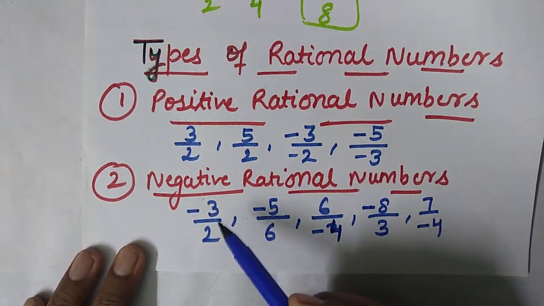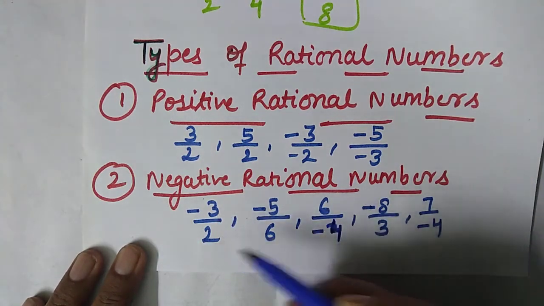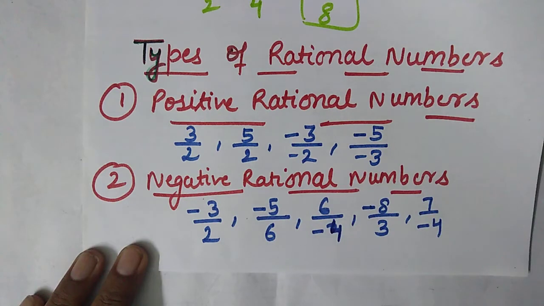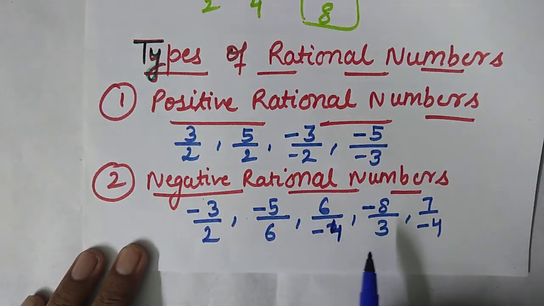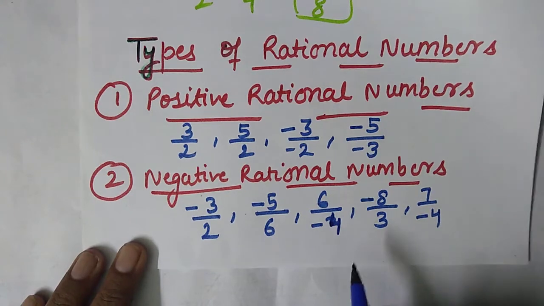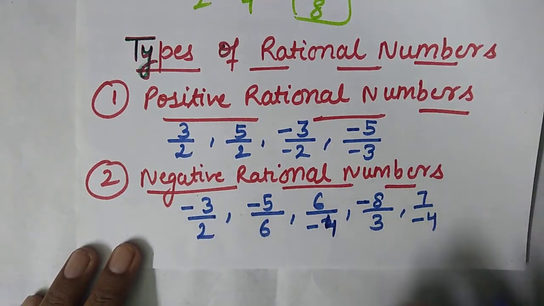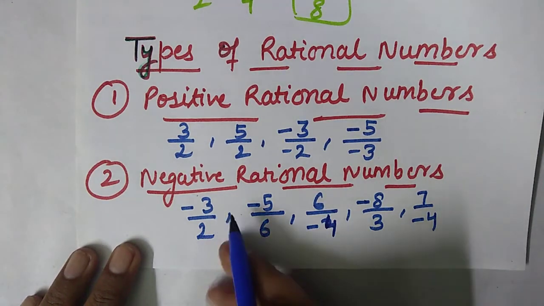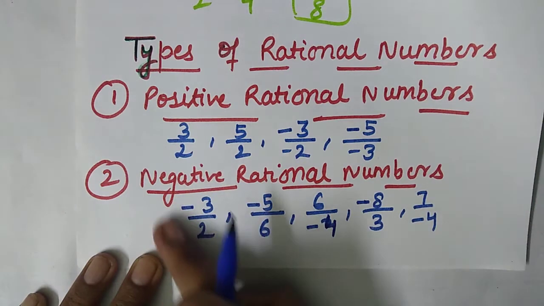Whenever, between the numerator and denominator, either the numerator must be negative or the denominator must be negative. Or you can say whenever we have a negative sign in one of them, either in the numerator or in the denominator, then we can say the number is a negative rational number.